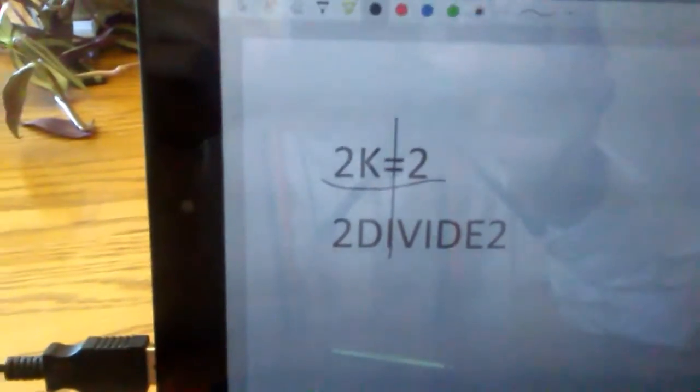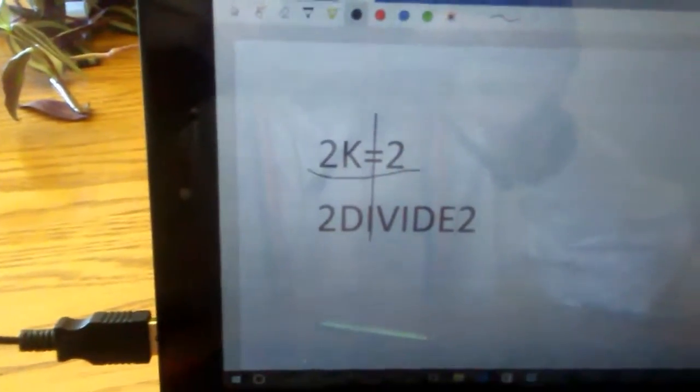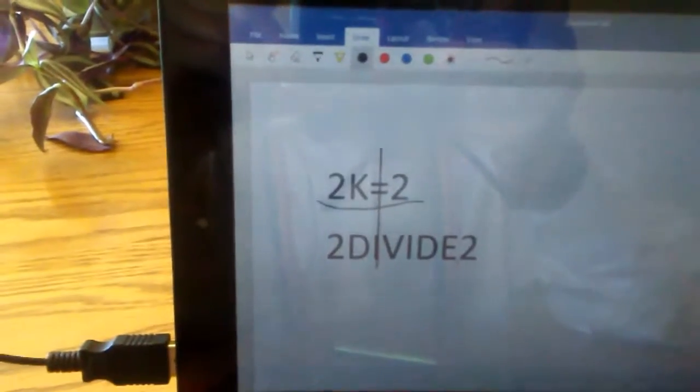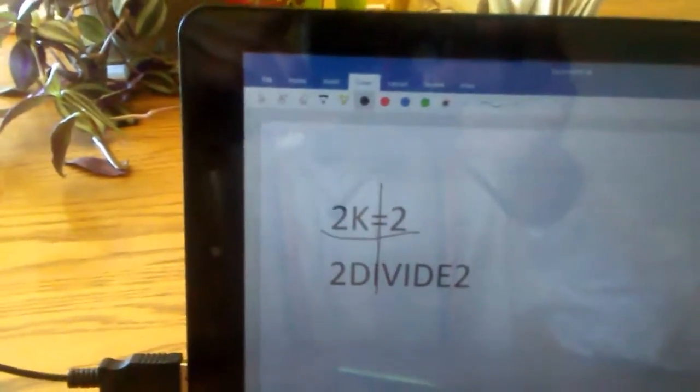Then we have 2k equals 2, divided by 2. And so you will get k equals 1. K is solved. Here's the work on paper.